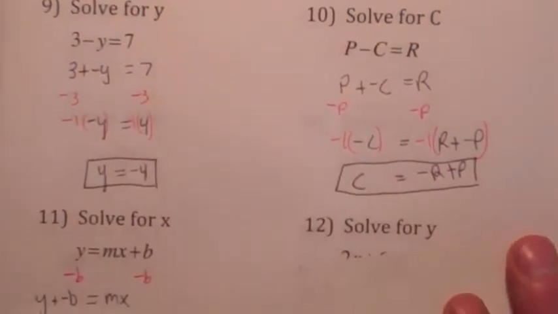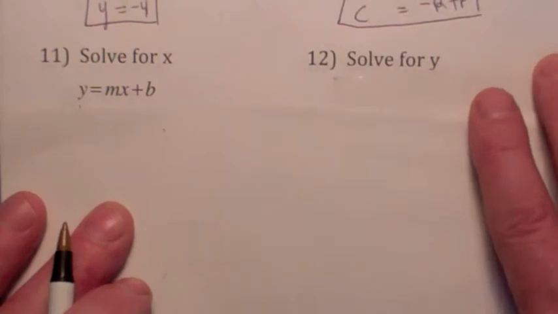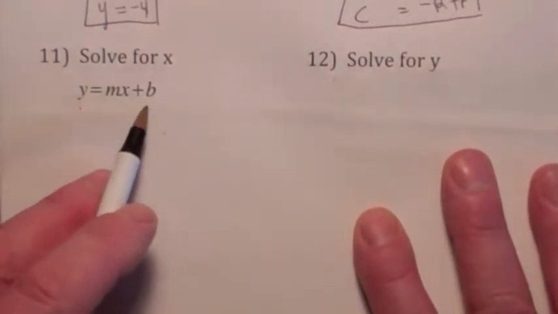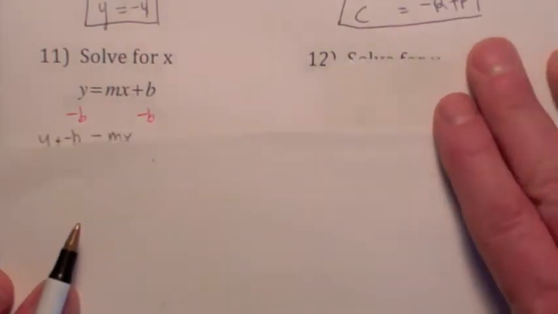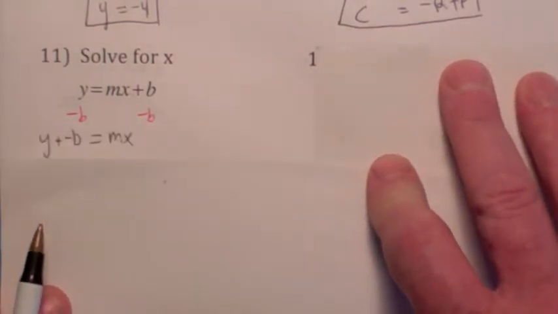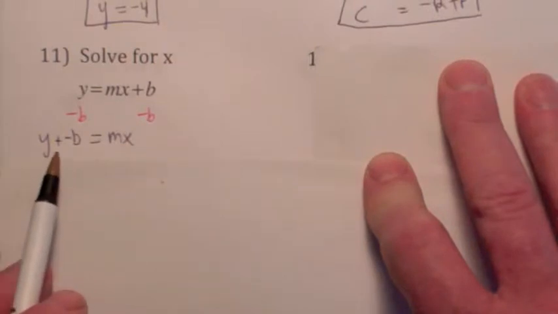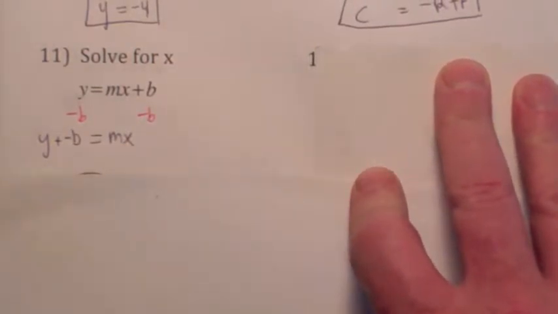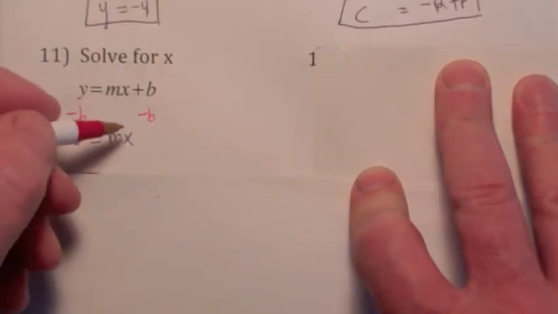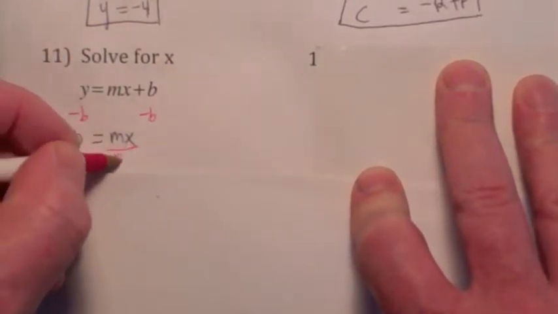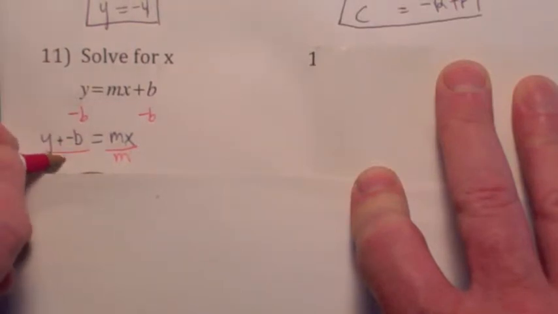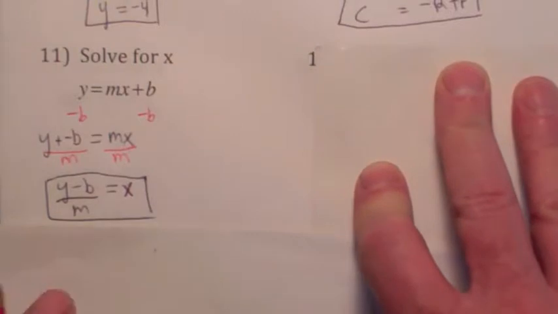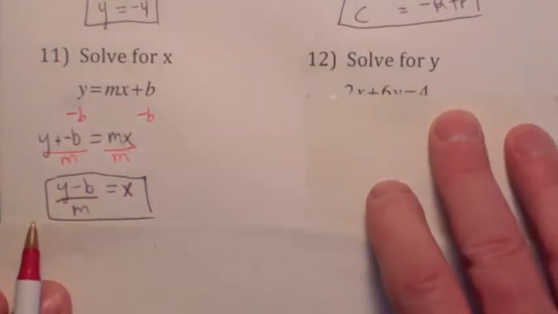Alright, let's move on. On this one, you want to solve this for x. So let's get x by itself. Let's add the opposite first. So we get this. On the right side you have mx, on the left side you have y plus negative b. Now the last step to get x by itself is to divide by m, right? Now watch this, you divide the whole side by m. So that's how you'd write it. And you could write this as a subtraction, y minus b over m.